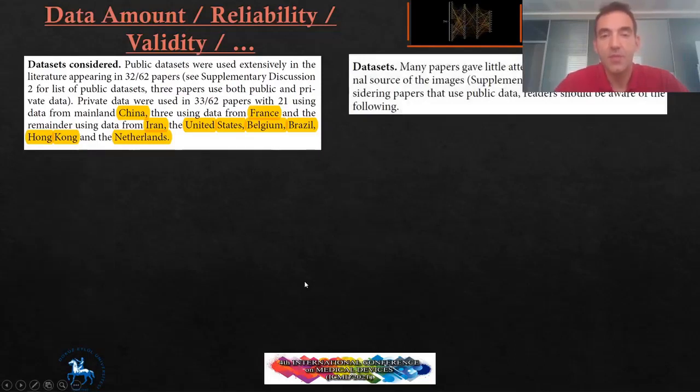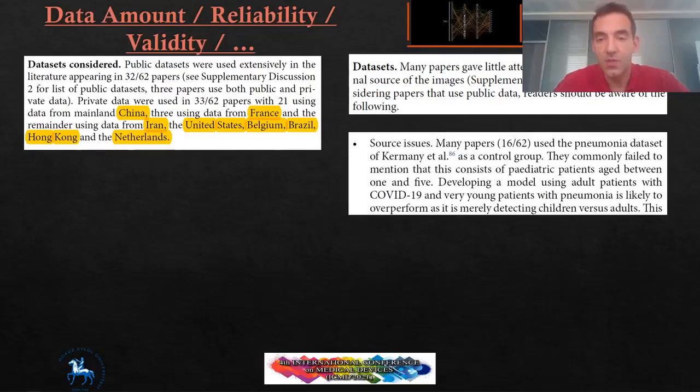many papers give very little attention to the source of the images. And this results in source issues. For example, 16 of 62 papers that were selected for review used pneumonia datasets of Germany as a control group. However, they commonly fail to mention that these datasets consist of pediatric patients aged between 1 and 5.